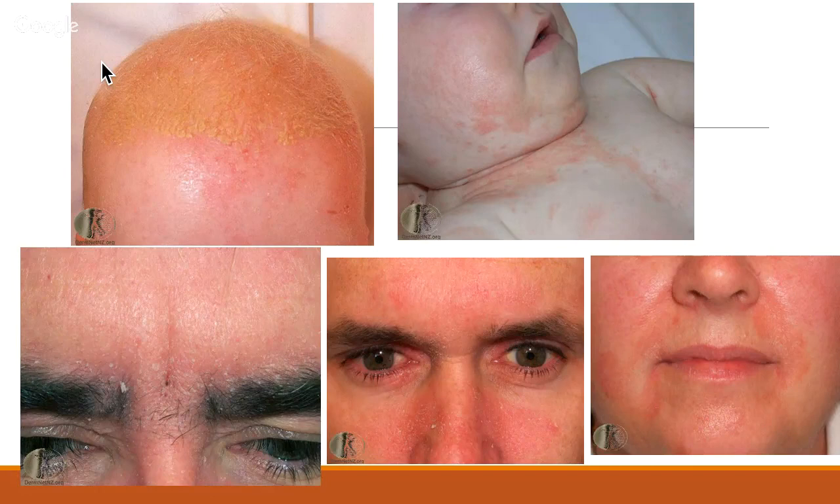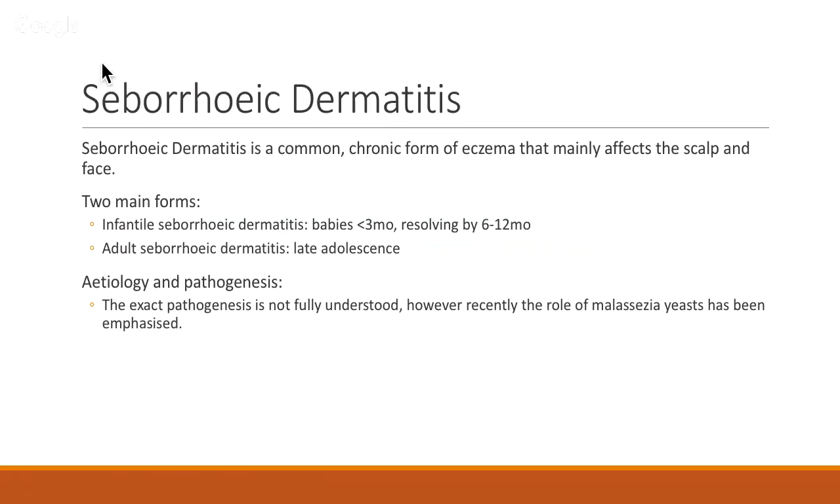Any takers for this rash? Yep, seborrheic dermatitis. So classically you've got the one in babies where you see this cradle cap appearance. Then you've also got the type in adolescents where there's more crusting, scaling around the eyebrows. So it's quite common again, and it's a chronic form of eczema. Normally affects the scalp and the face. So that's the main characteristic feature of seb derm.